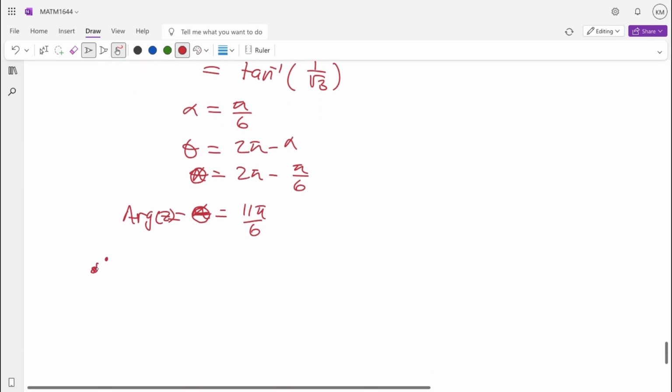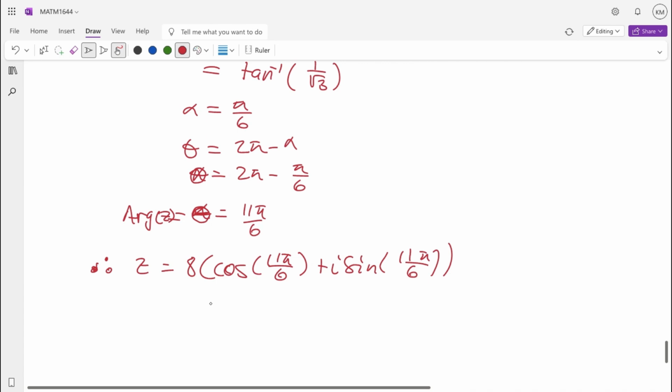Therefore, z is just going to be r, which is 8, times cos of 11 pi over 6 plus i sine of 11 pi over 6. This is our polar form for that particular complex number z in standard form. So that is the basic idea.